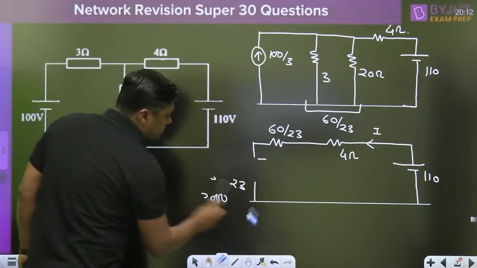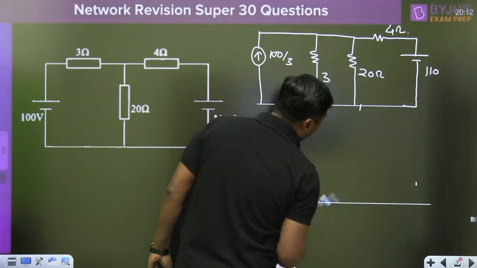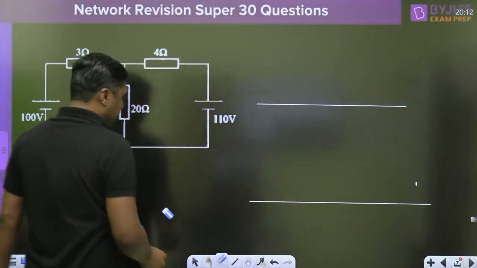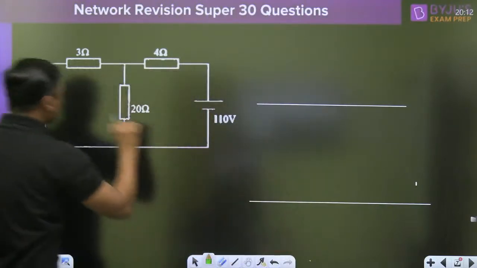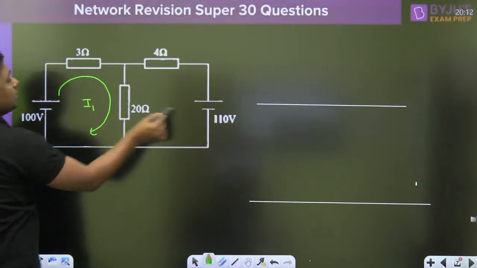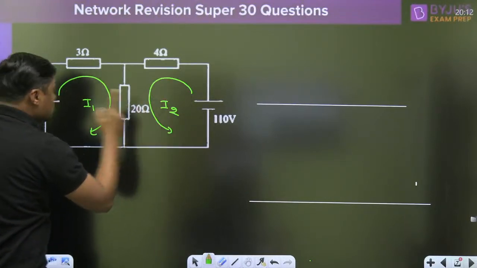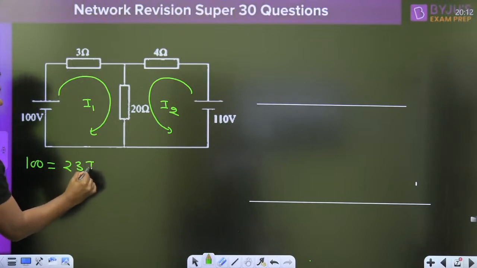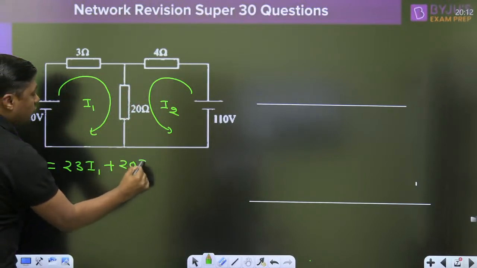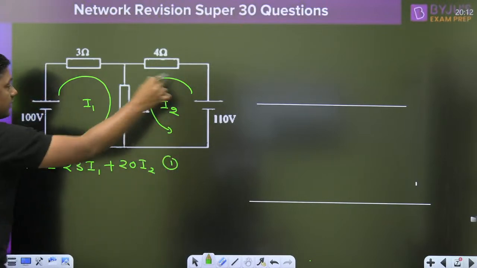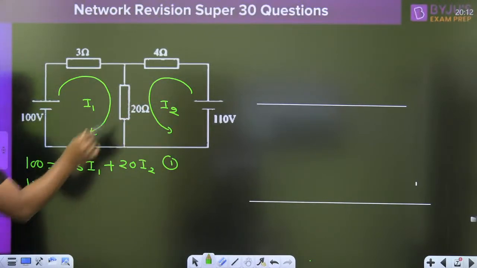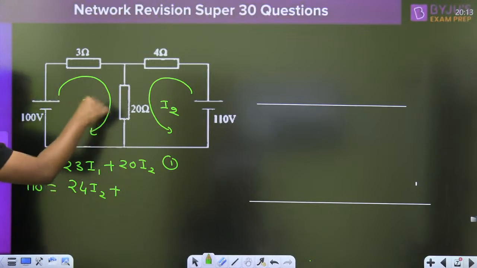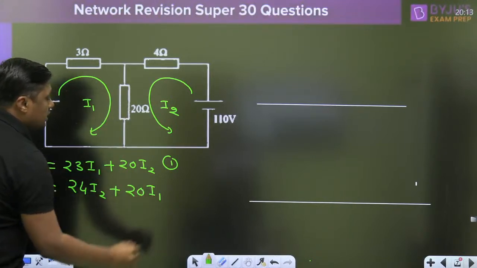If you want to write the mesh analysis, just watch this. Again you will get the B option. In mesh analysis, you can assume this current, let I1, and this current, let I2. Use the inspection method directly. 100 is equal to 23 I1, in the same direction, so plus 20 times I2. That is equation number 1. Here 110 is equal to 24 times I2, in the same direction, plus 20 I1. That is equation number 2.